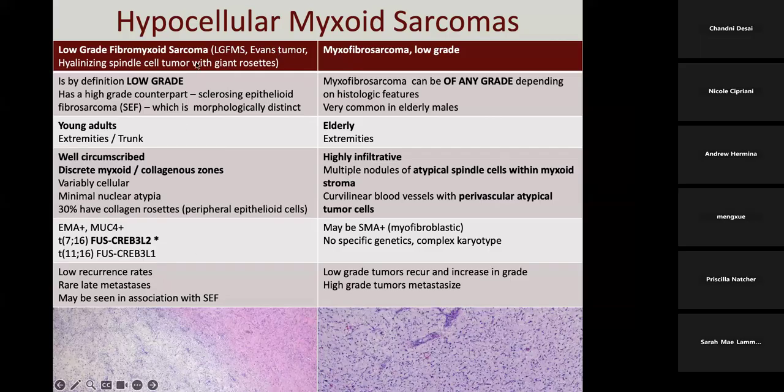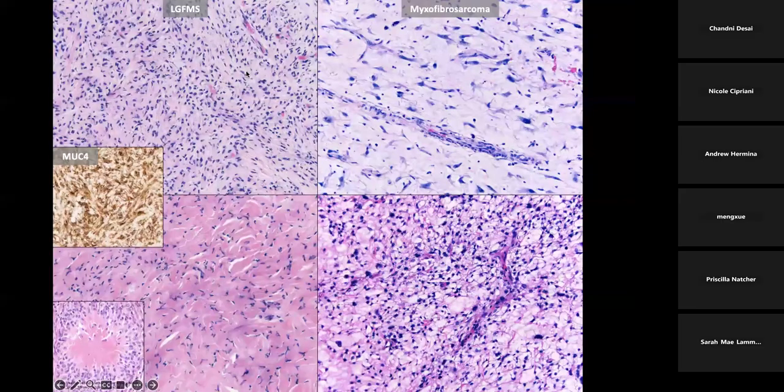If you hear the term Evans tumor or hyalinizing spindle cell tumor with giant rosettes, that's LGFMS. LGFMS stains with EMA and MUC4, as you can see here. So that's highly specific. You may or may not see the collagenous rosettes, but there they are on the bottom left. Versus myxofibrosarcoma, more cytologic atypia, right, in terms of enlargement and hyperchromasia, and these curvilinear, nicely robust blood vessels. Okay.